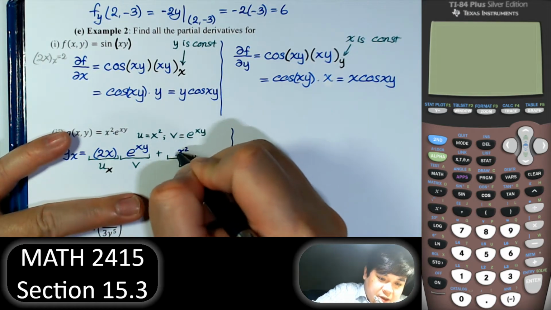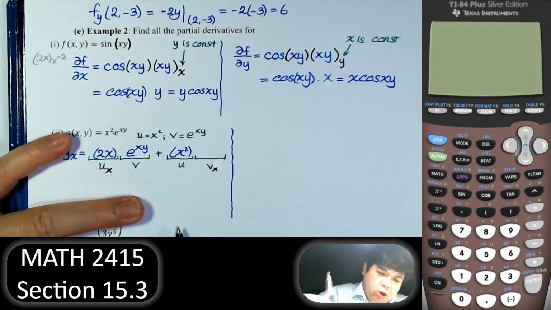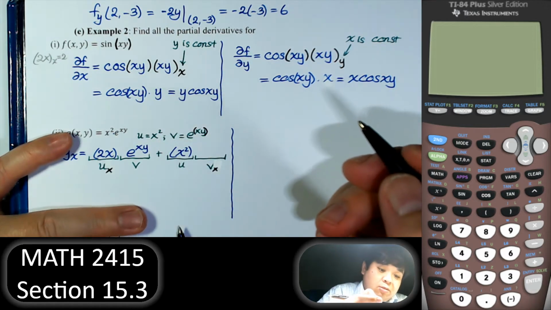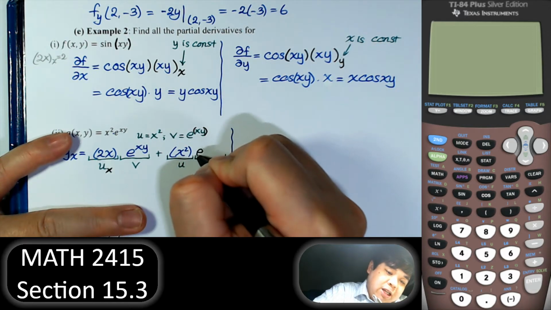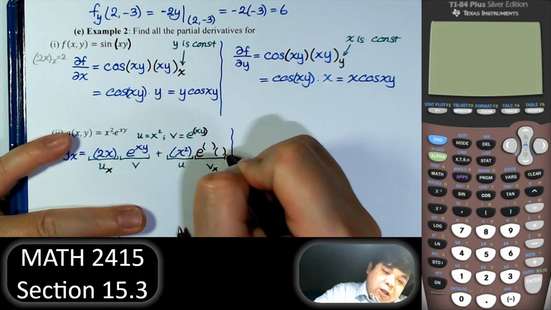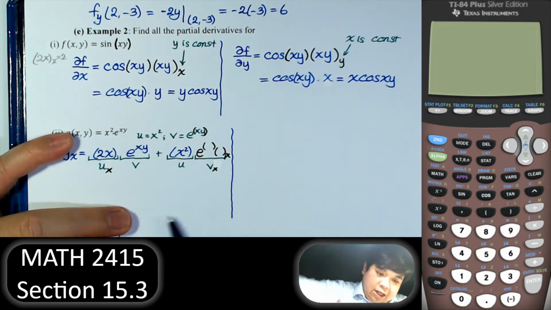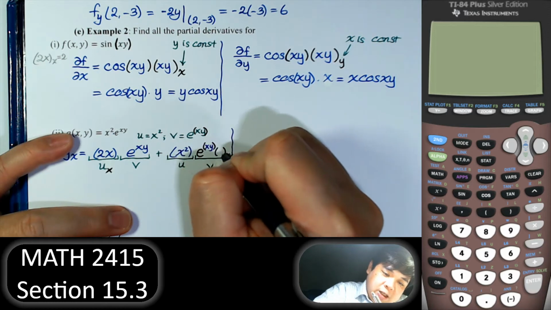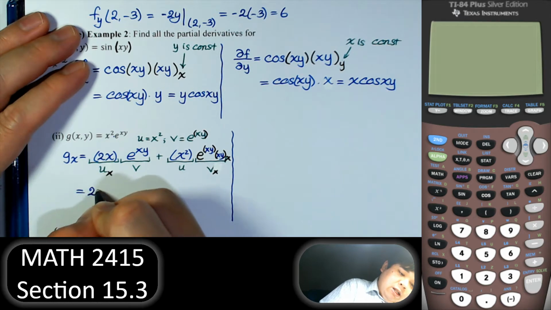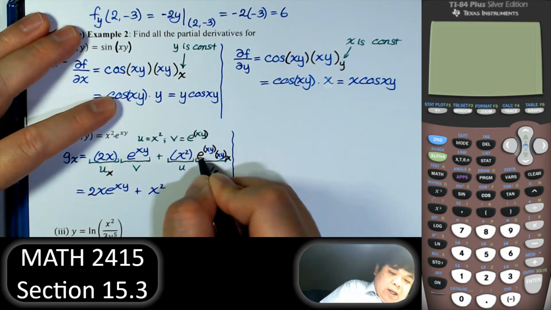U, x squared, still the same. Now the derivative of this with respect to x. Now I'm going to put the parentheses around the exponent. So this is just like chain rule. Derivative of e to anything is the same thing. And then we take the derivative of that part with respect to x, in parentheses, xy, xy. Right. So here we have 2x e to the xy plus x squared e to the xy.